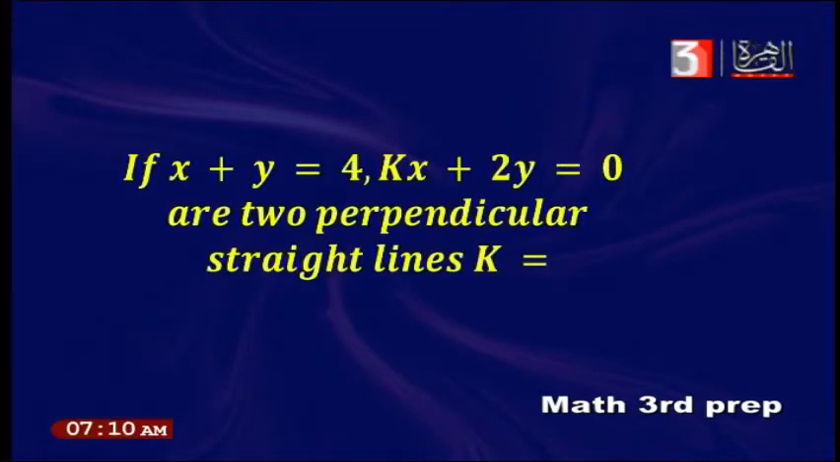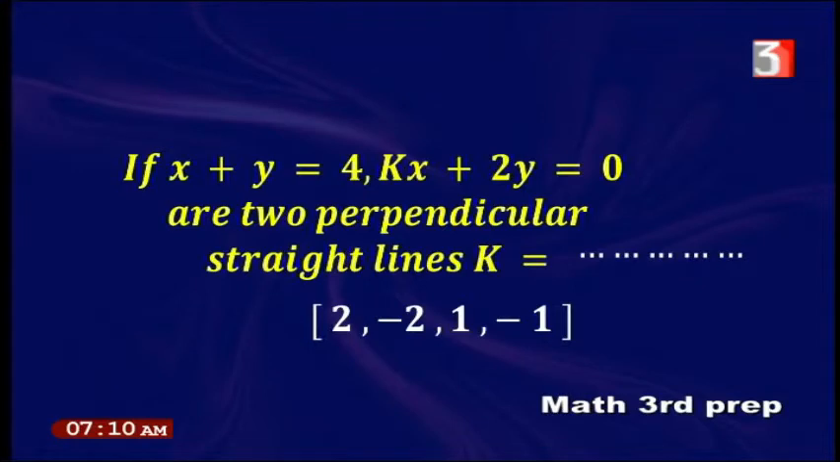Another example. If x plus y equals 4 and kx plus 2y equals 0 are two perpendicular straight lines, then k equals what? Is it 2, negative 2, 1, or negative 1? At the very beginning, you know that when you have two perpendicular straight lines, then the product of their slopes equals negative 1. So we have to find the slope of each of them and then multiply them by each other to obtain a result equals negative 1.